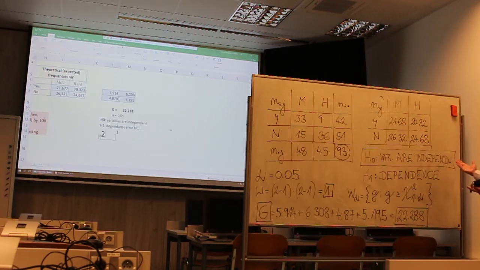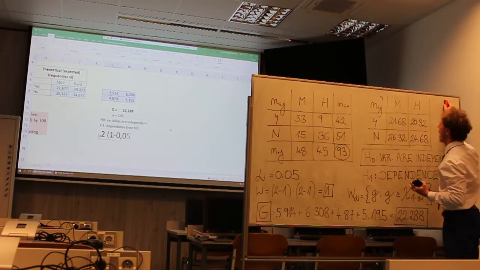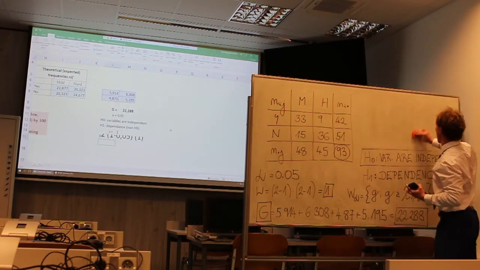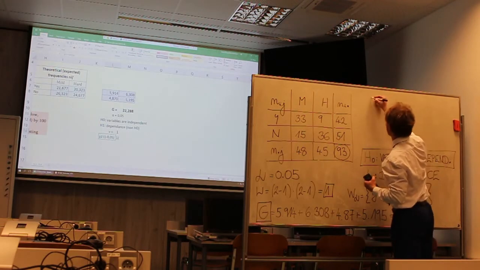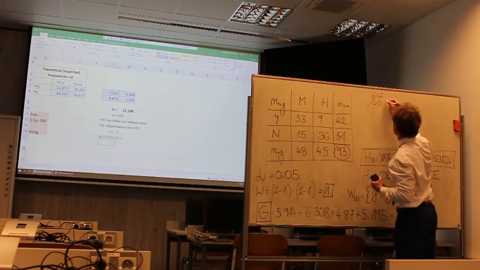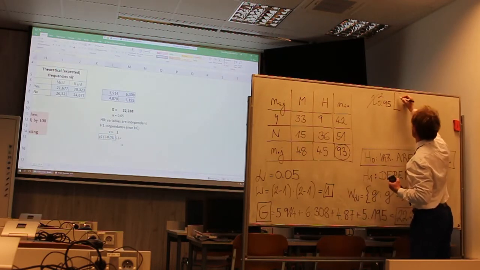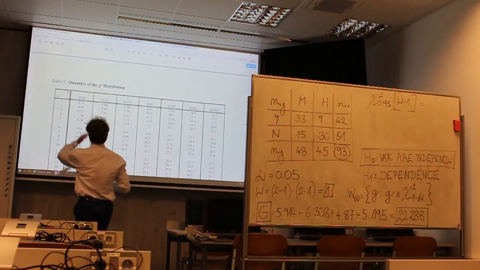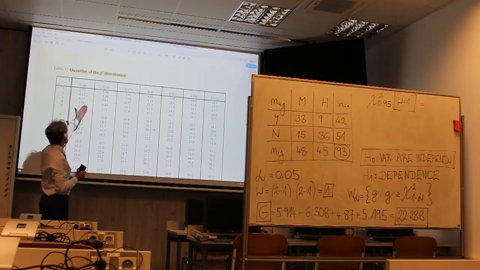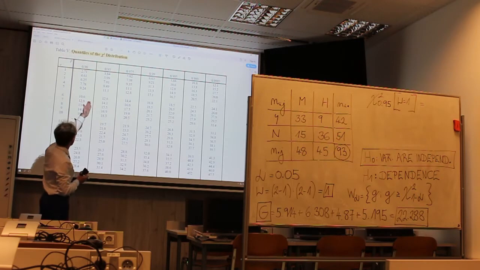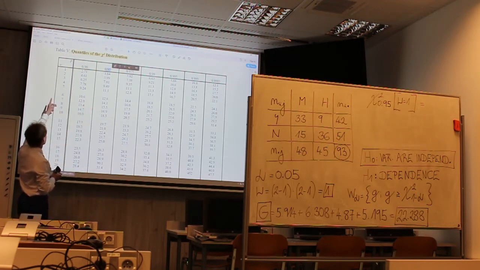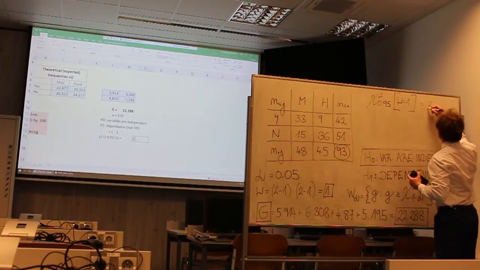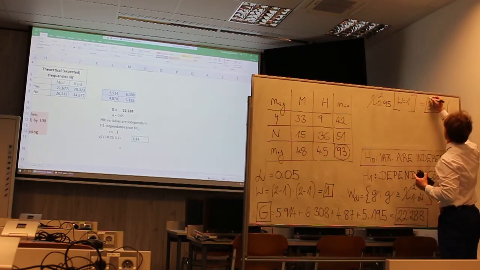So we are using 5% alpha, so we will check the statistical tables and find the critical value chi-squared 0.95 with ni equal to 1 degree of freedom, yes? So we will open the tables. Table 5, quantiles of the chi-square distribution, p value 0.95, so second column, and 1 degree of freedom, 3.84. 3.84, this is the critical value.